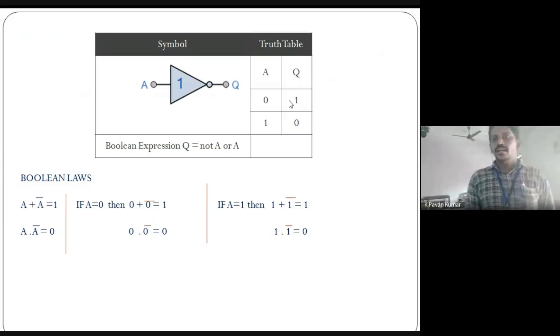Depending upon the Boolean laws, we look at the first law. This is the OR law: A plus A bar equals 1.